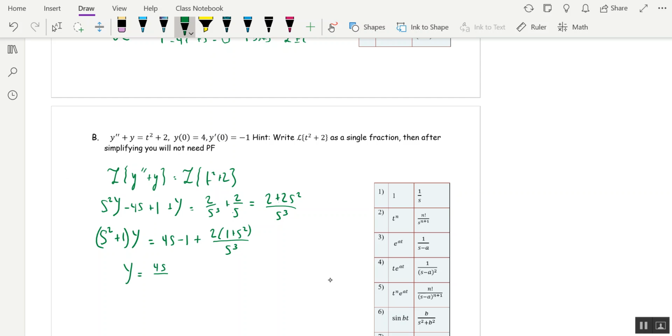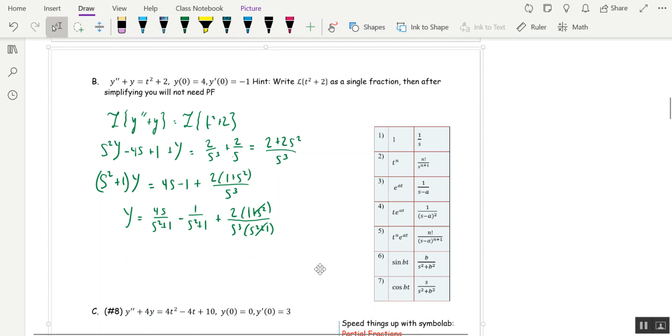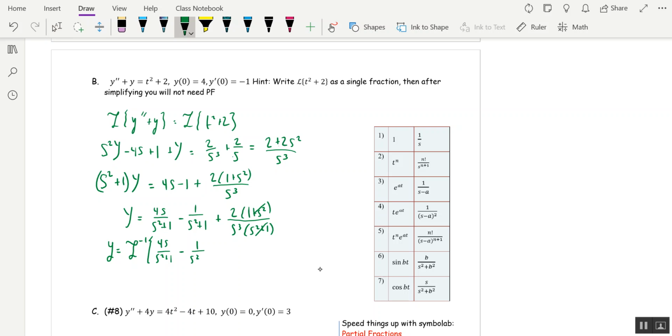So 4s over s squared plus 1, because I know I can use my table on that, and I know I can use my table on this next fraction. And for the last fraction, I get 2 times 1 plus s squared over s cubed times s squared plus 1. These are the same. So just 2 over s cubed, and I know I can use my table on that. So little y is L inverse of 4s over s squared plus 1 minus 1 over s squared plus 1 plus 2 over s cubed.